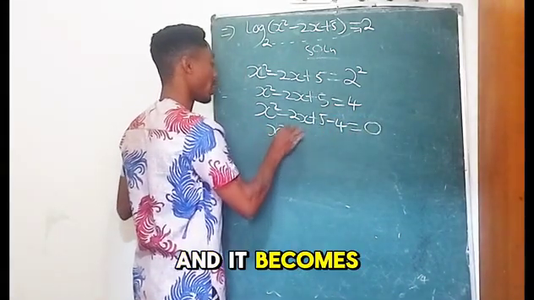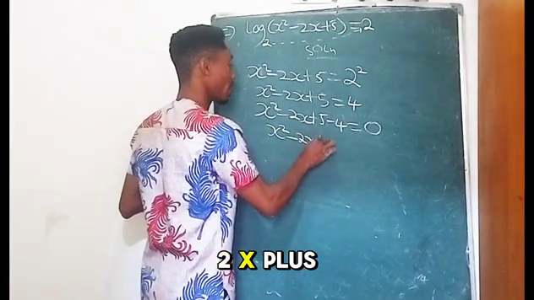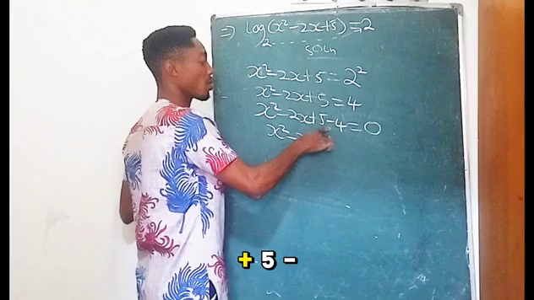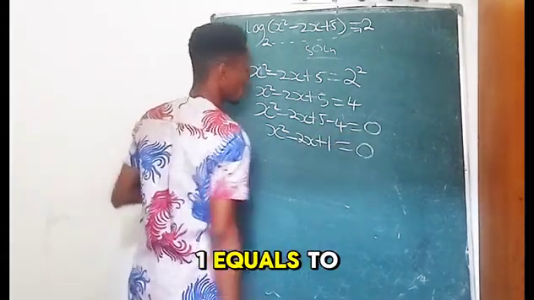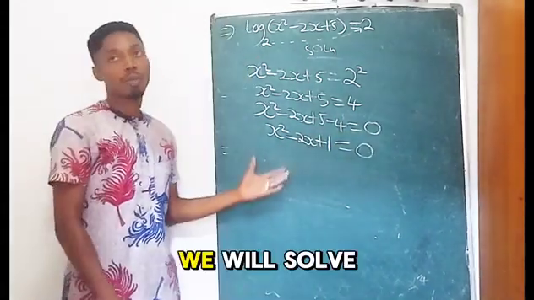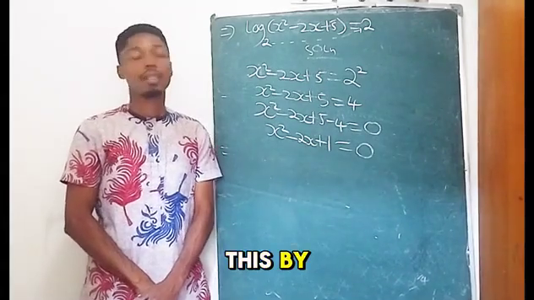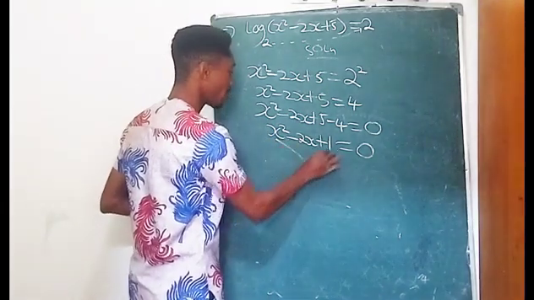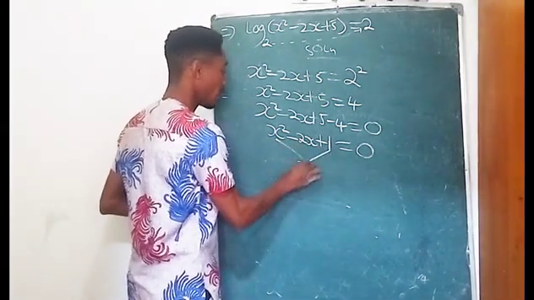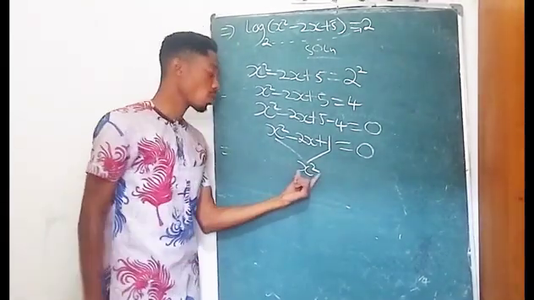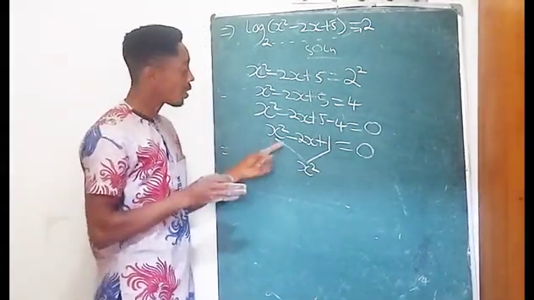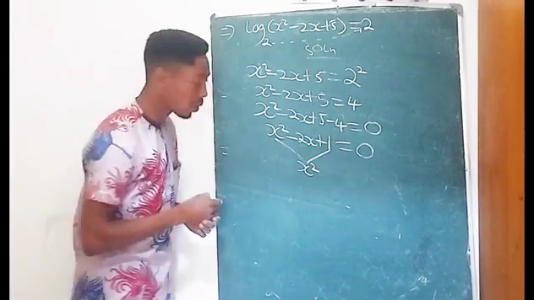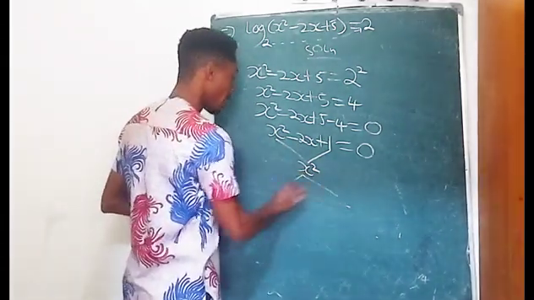And this becomes x squared minus 2x plus 1 equals 0, since 5 minus 4 is plus 1. We will solve this by factorization method. So by factorization, multiply the first term and the last term, that will be x squared. Find factors of x squared such that if you add, it's going to give you the middle term, which is minus 2x.